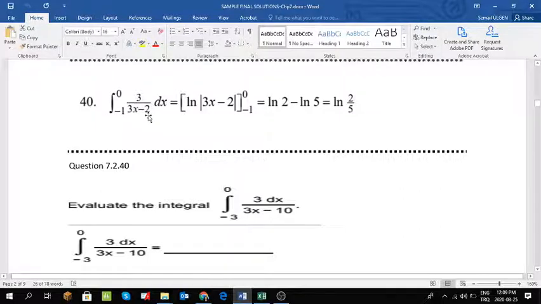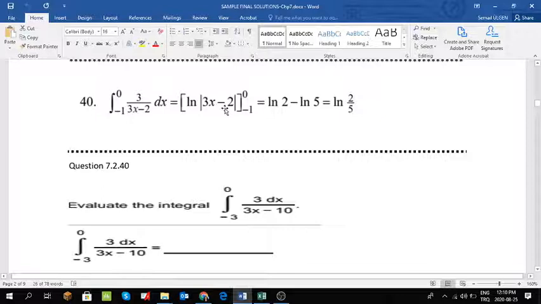You can let u be 3x minus 2, and du is equal to 3 dx, so 3 dx over u is du over u, and the antiderivative of 1 over u is natural log of absolute value of u. Substitute u back, which is 3x minus 2, natural log of absolute value of 3x minus 2, and we are going to integrate from negative 1 to 0, because everything is in x, not in u. And then we put a 0 here.